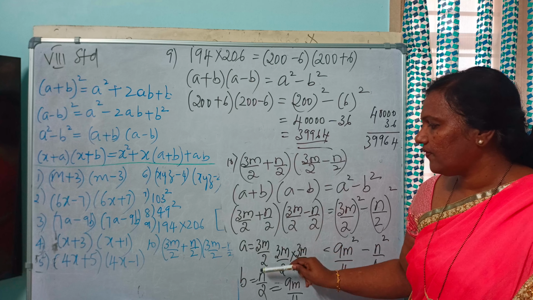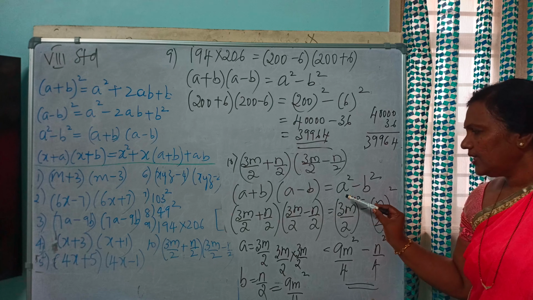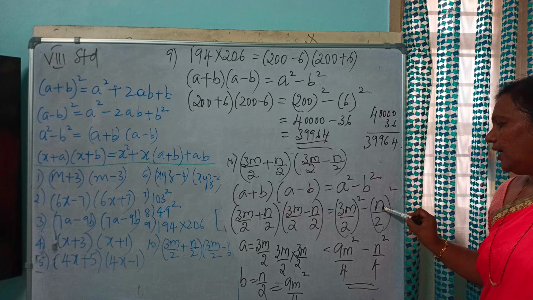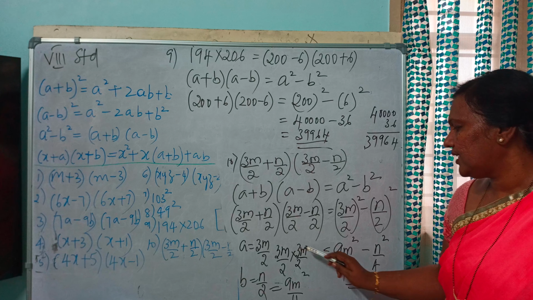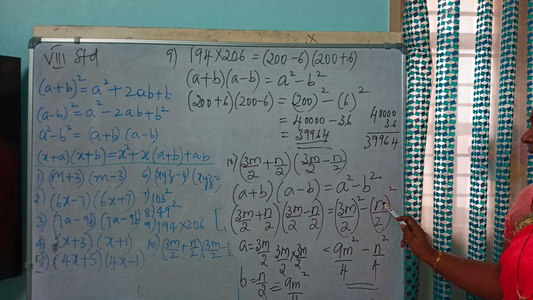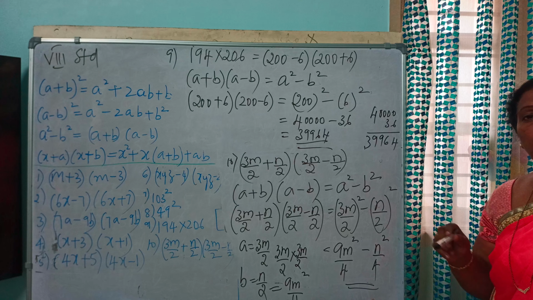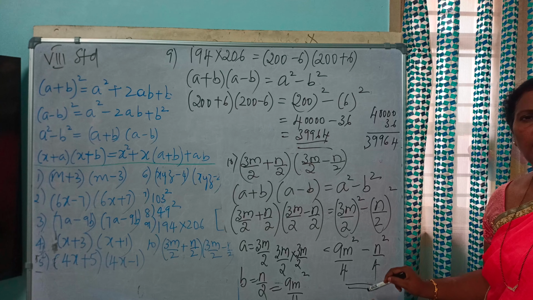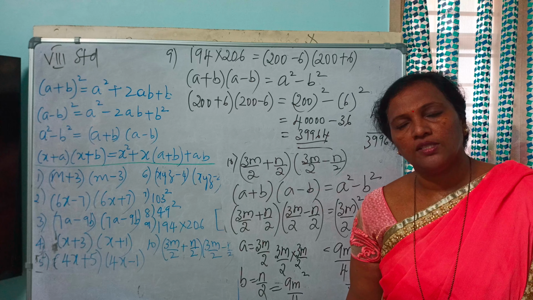Compare what's in the place of a, 3m by 2. What's in the place of b, n by 2. Then just substitute a, 3m by 2 whole square, b, n by 2 whole square. 3m by 2, 3m by 2 means 3 3s are 9, m into m is m square, 2 into 2 means 4. Similarly, n by 2 whole square means n by 2 into n by 2, that is n square by 4. Underline the answer.